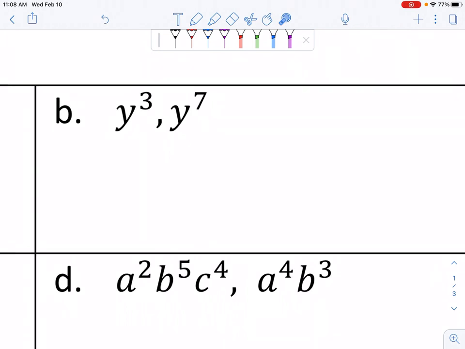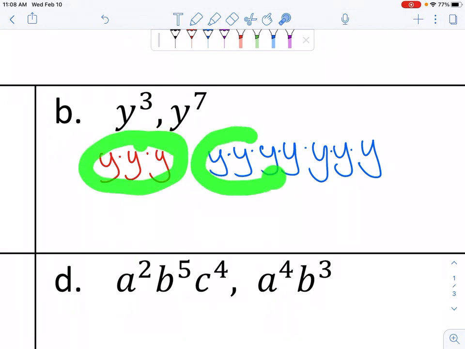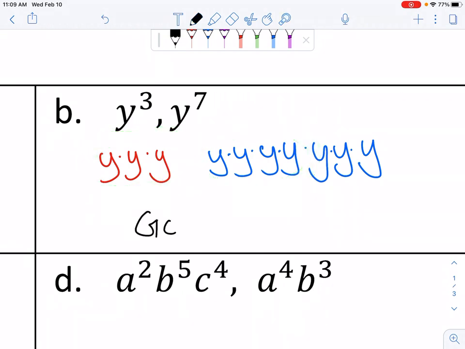So again, for my y's, I'm going to have my red y's, so there's 3 of them multiplying. And my blue y's, there are 7 of them multiplying. And what's the most amount I can take away from both groups? I can take 3 away here, and I can take 3 away here. I can't take any more. If I tried to take 4, this group doesn't have 4 to give. So the greatest common factor that I have here is y to the third.